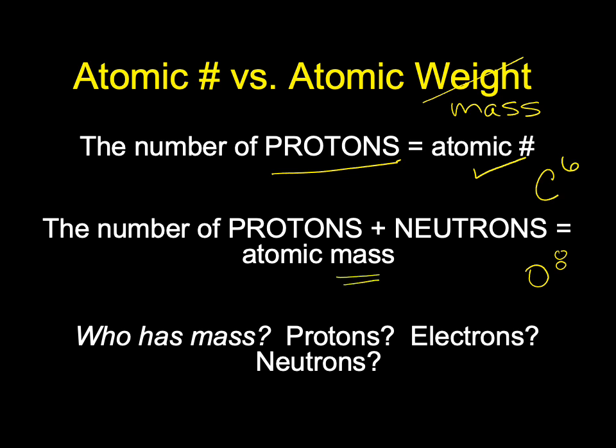The atomic mass, or the atomic weight, though, takes into account the number of protons plus the number of neutrons, because we have both protons and neutrons adding mass. So if an oxygen atom has 8 protons and 8 neutrons, it has an atomic weight, or an atomic mass, of 16. So just remember, who has mass? Protons and neutrons. But who has charge? Right? That's protons and electrons.